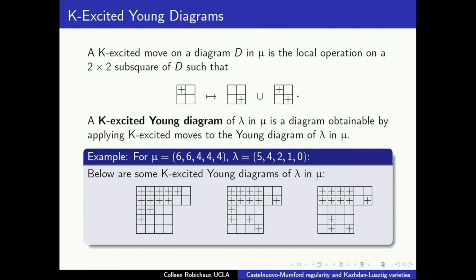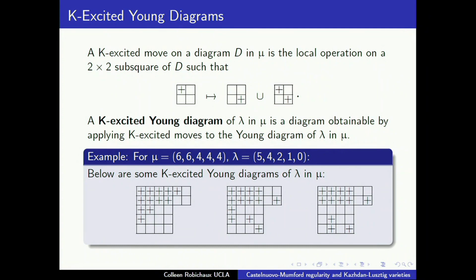You'll see these excited Young diagrams, for example, popping up in the equivariant cohomology of the Grassmannian, perhaps. I don't know if you talked about that at all in the first week. But here we will talk about the K-theoretic version of this. And so for this, we'll start with some big partition mu, which I'll draw the Young diagram for, and a smaller partition lambda that will fit inside of this bigger partition mu, which I'll draw with pluses. So I'll draw the Ferrers diagram of the smaller partition inside of mu.